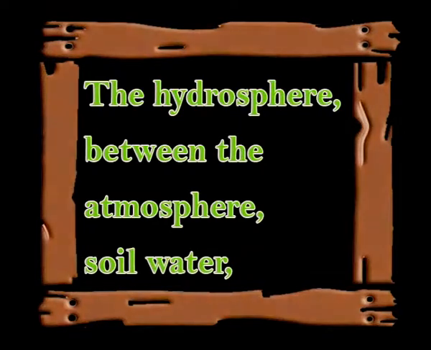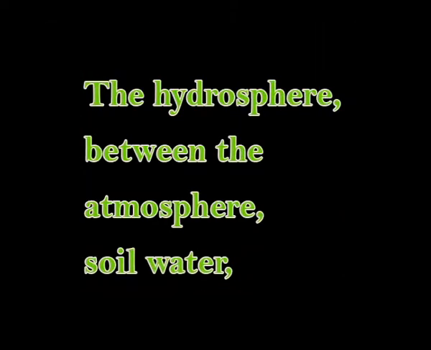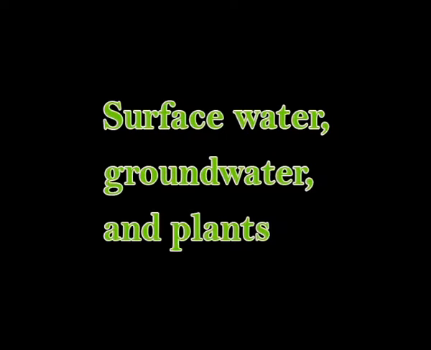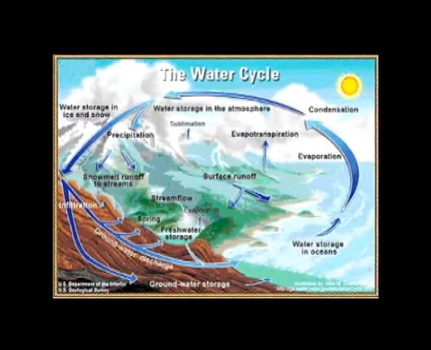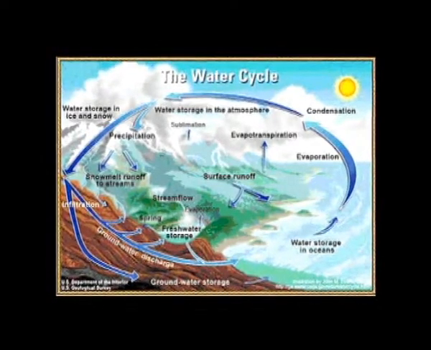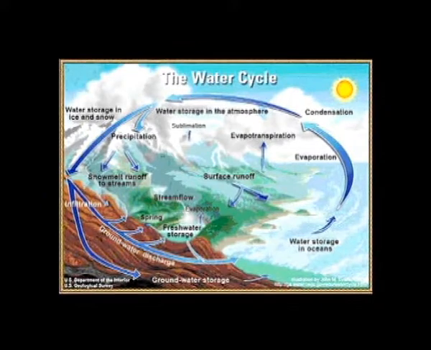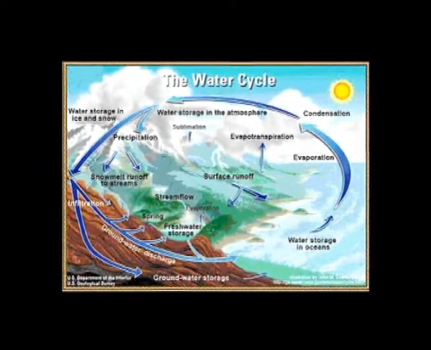Water cycle. The water cycle, known scientifically as the hydrological cycle, refers to the continuous exchange of water within the hydrosphere, between the atmosphere, soil water, surface water, groundwater and plants. Water moves perpetually through each of these regions in the water cycle, consisting of the following transfer processes: evaporation from oceans and other water bodies into the air, and transpiration from land, plants and animals into air.